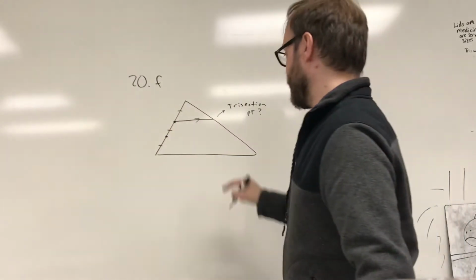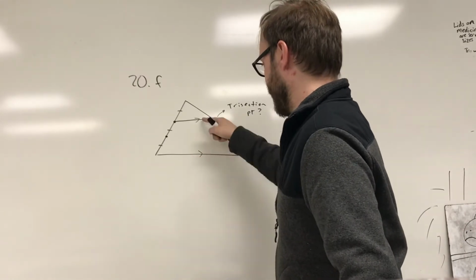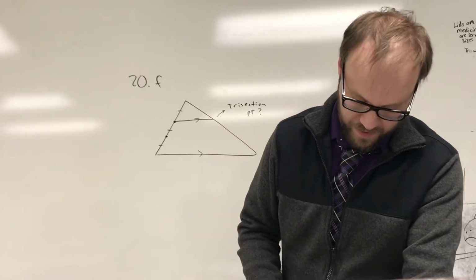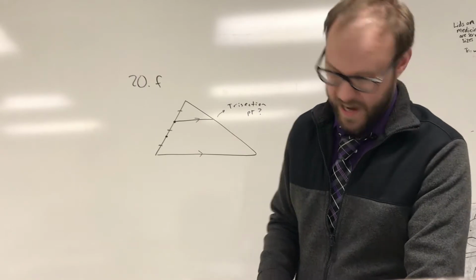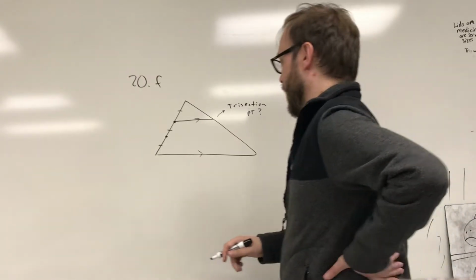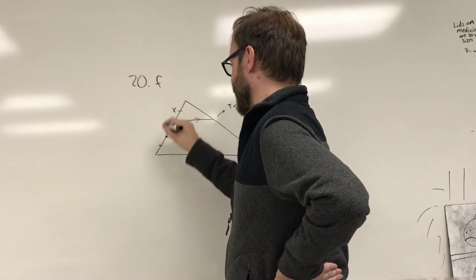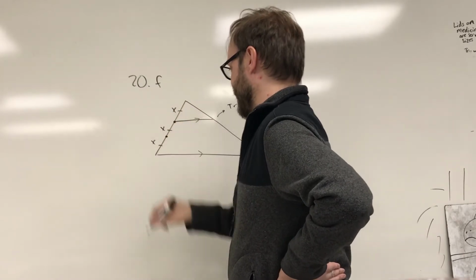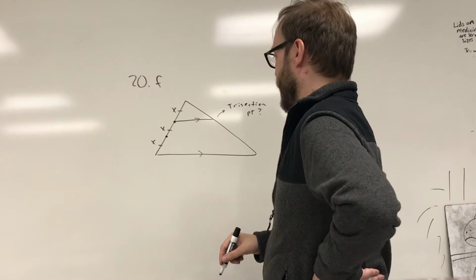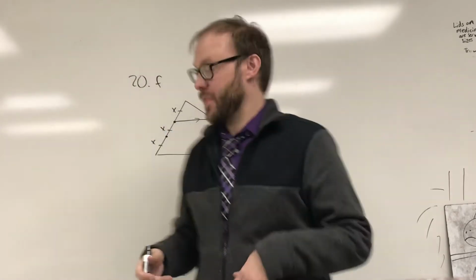and is parallel to a second side, so they're saying it's parallel to this other side of the triangle, then it intersects the third side at one of its trisection points, okay? So basically we could say this is x, this is x, and this is x, something like that, okay? Well, notice this is a side splitter theorem, okay?